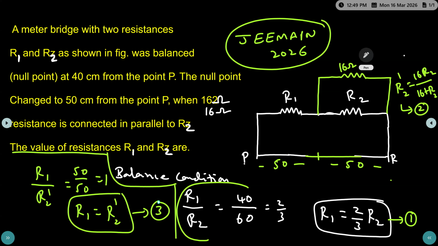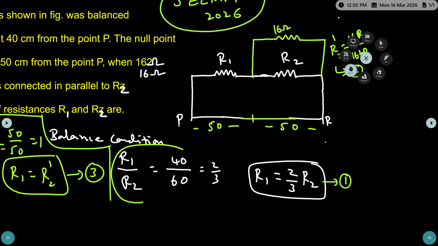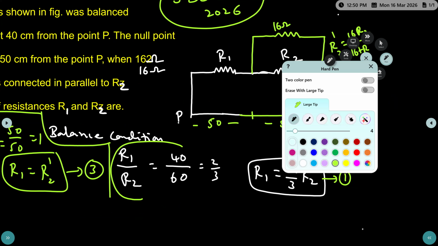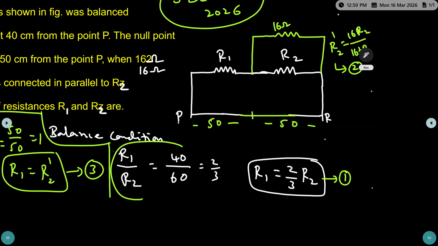Now, what is the question? Simply a mathematical application. Just use 1, 2, 3 and get R1 and R2. What is your target? It is asking to find the values of R1 and R2. So very easy. Now get R1 and R2 by solving these three equations. Equation 1 is R1 equal to 2 by 3 R2. Equation 3 is R1 equal to R2 dash. And what is equation 2?